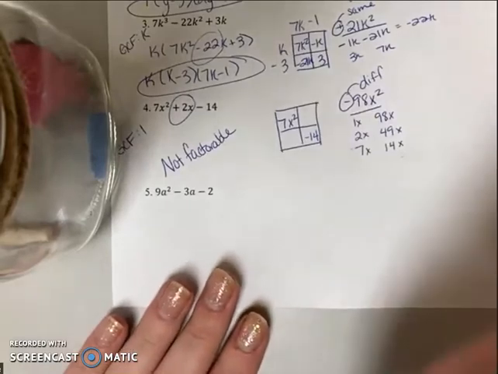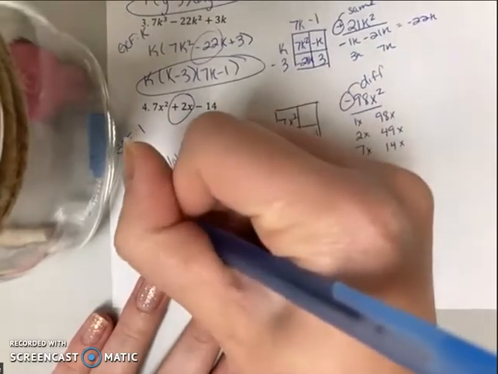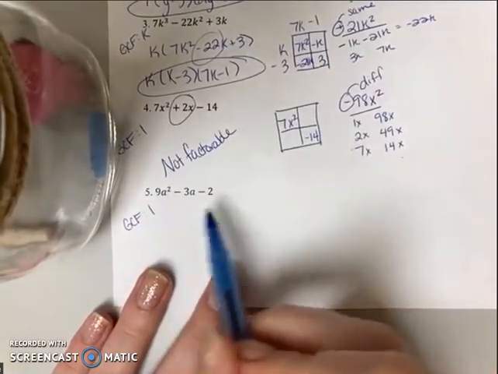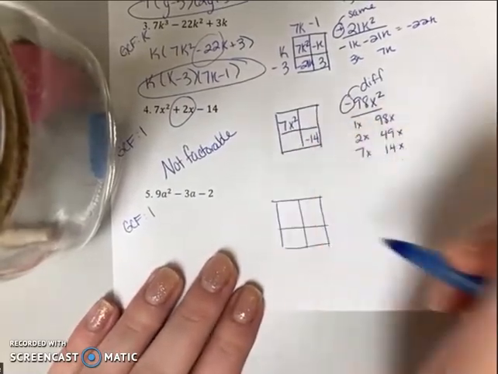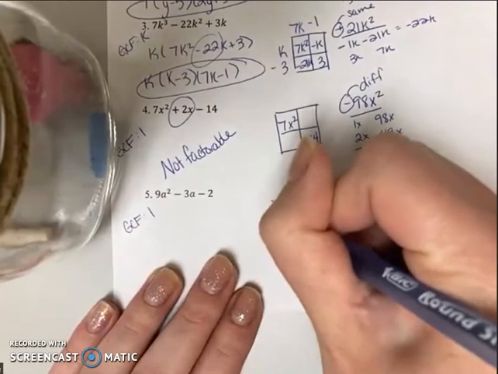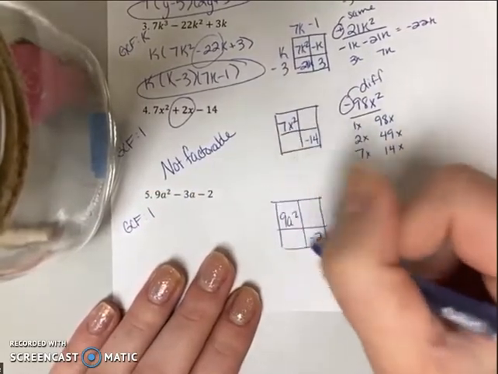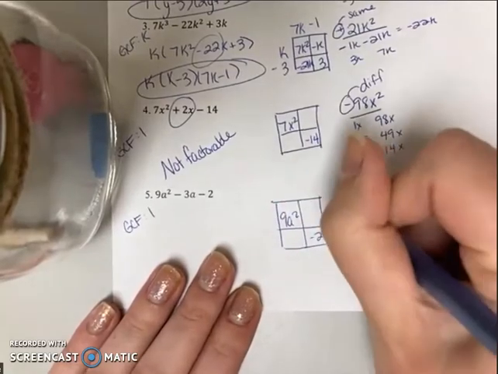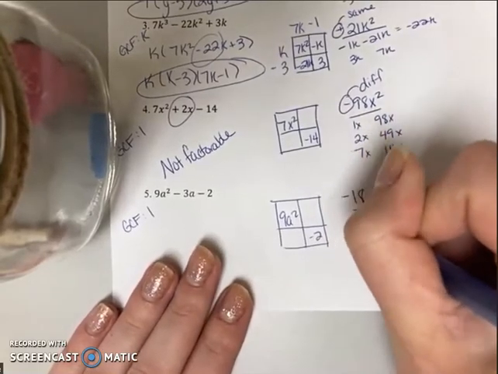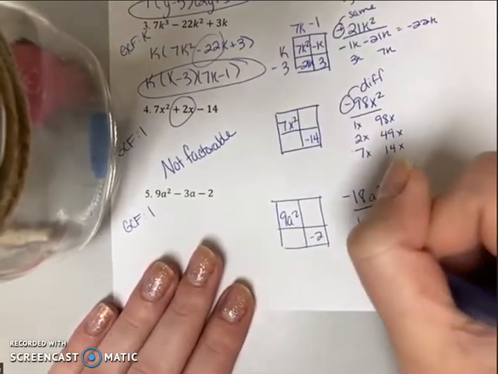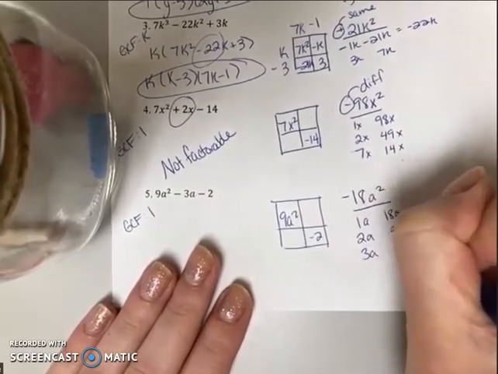Number 5, check for a GCF. Nope, it doesn't have one other than 1, so I don't need to rewrite this at all. I can go ahead and start my box. We have my first term in my first box, my last term in my last box. Remember to bring that sign. Multiply these two together. I get a -18a squared. List out the factors. So 1a, 18a, 2a, 9a, 3a, 6a.